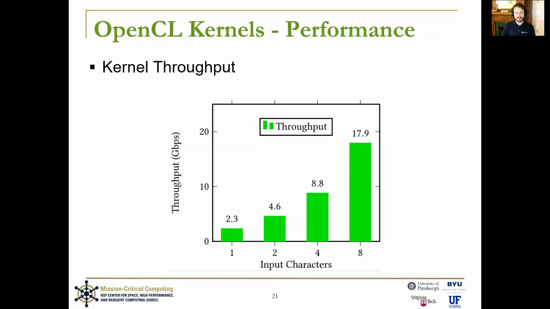As a result, since we mentioned that the initiation interval of this kernel was 1, we can directly relate the clock frequency to the throughput of the design. Here we can see that as the clock frequency remains stable, despite doubling the number of input characters read on each cycle, we can effectively double the throughput of the design through these transformations, reaching 17.9 gigabits per second, which is well above our original 10 gigabits per second goal.